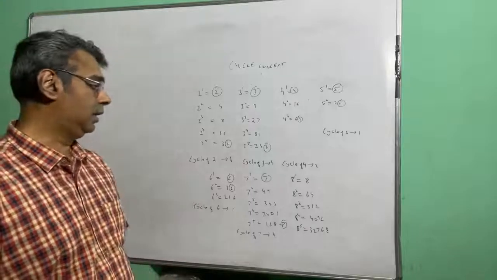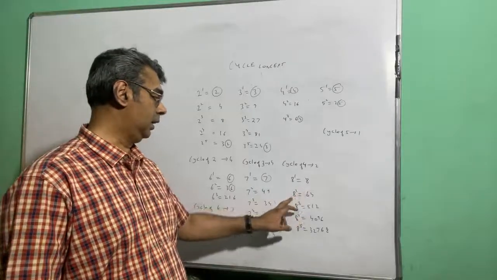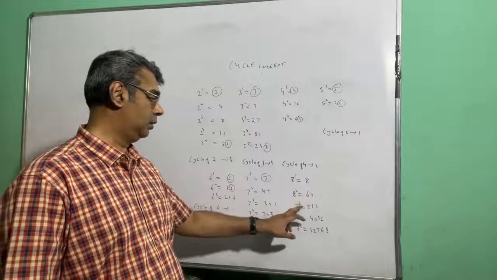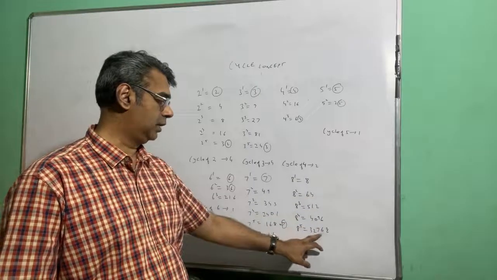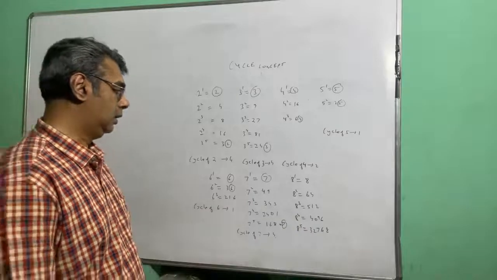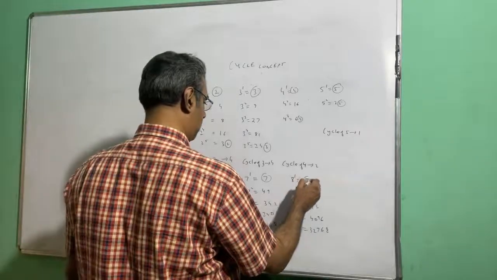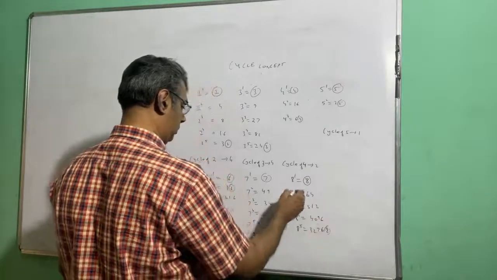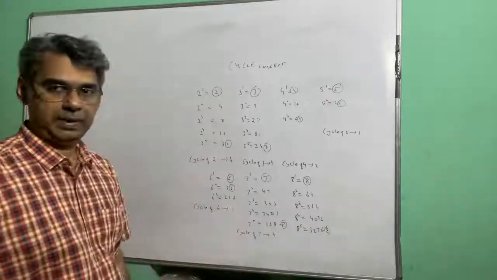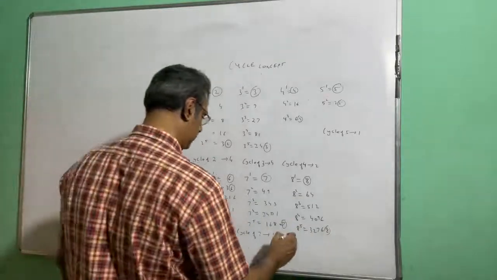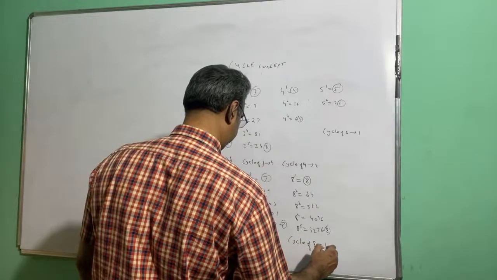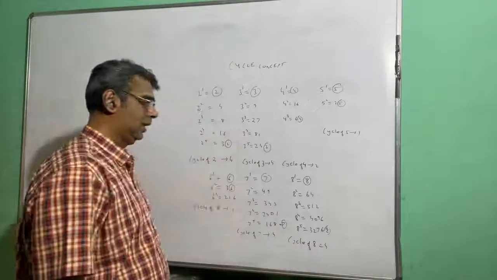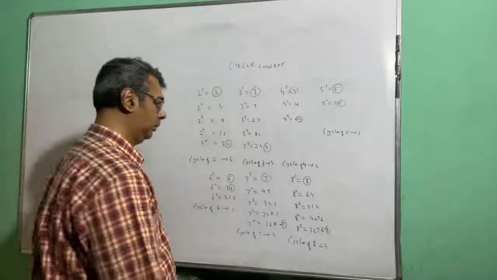Now let's have a look at 8. 8 to the power 1 is 8, 8 to the power 2 is 64, 8 to the power 3 is 512, 8 to the power 4 is 4096, 8 to the power 5 is 32768. So when the power of 8 increases from 1 to 5, the units digit repeats. So the cycle of 8 is also 4.